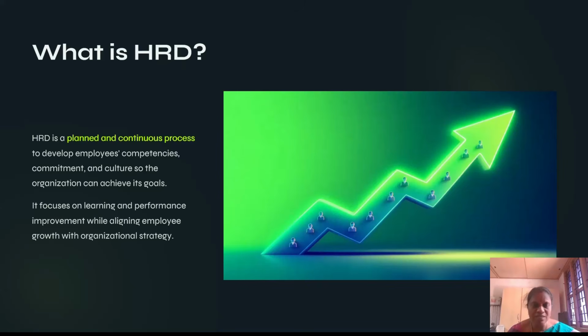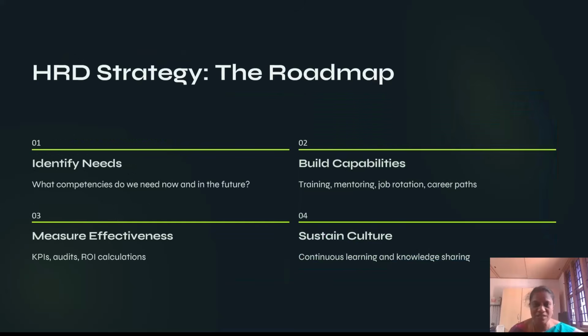The only thing is we have to remember always that everything is done in order to achieve the organizational goals. It focuses on learning and performance improvement. So every employee in the organization should only focus on learning new things, whichever is coming on their way, in order to improve their capabilities to match with the organization.